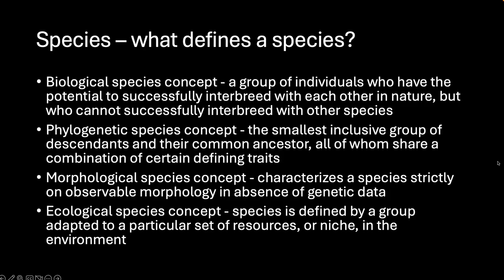Third, we have the morphological species concept, which is based on shared observable characteristics among organisms. This technique predates all others and is still, to this day, likely the most common way we define species. The last definition is the ecological species concept, which defines species based on their environment and the niche within that environment that they occupy.